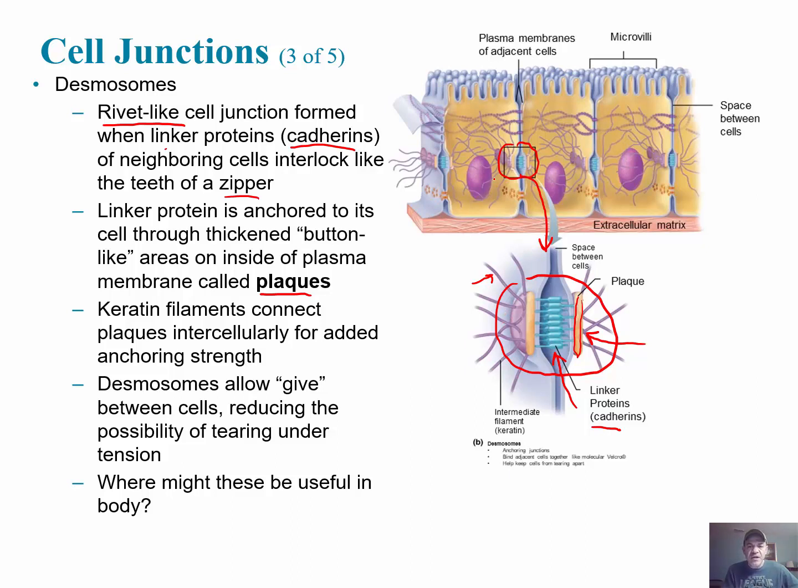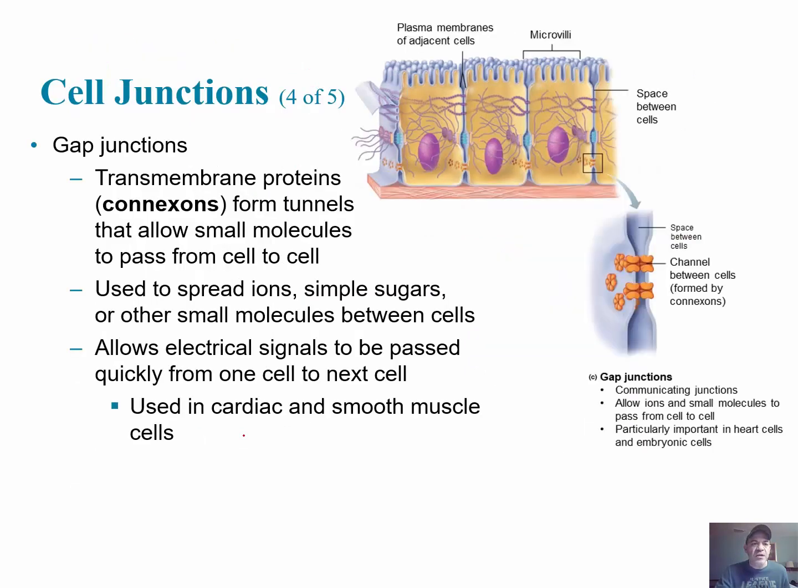connection between the cells. The tight junctions are basically holding on to the plasma membrane, which is very fluid, so we need something a little stronger here. So these desmosomes do give a little bit, and that's going to help prevent tearing, but still provide a rather strong connection between cells. So where might these be useful? Anywhere tissues have stress, where tissues are stretched, so that can create some stress on the cells.